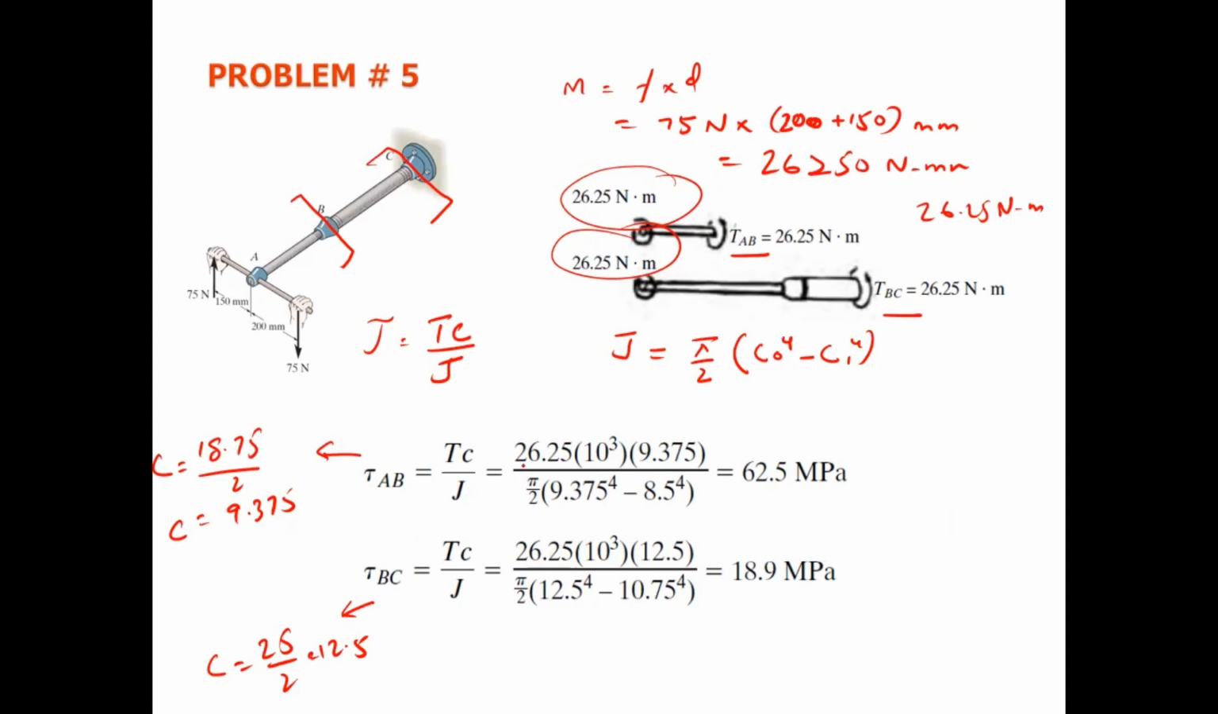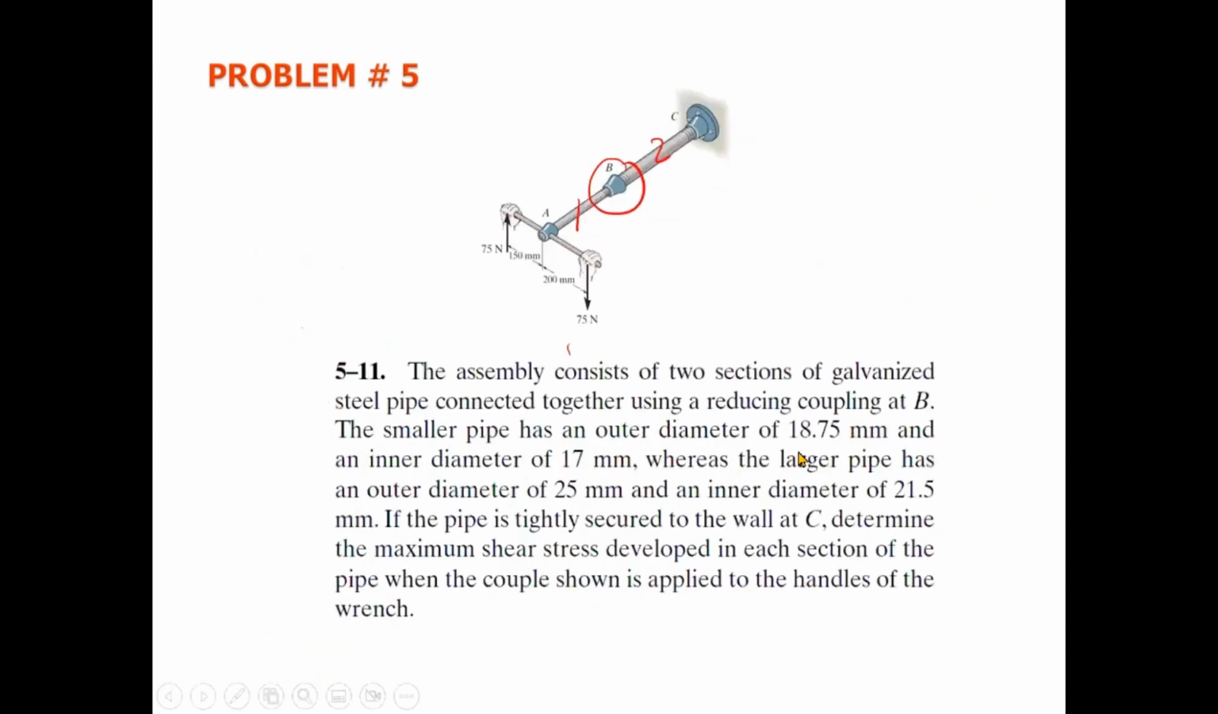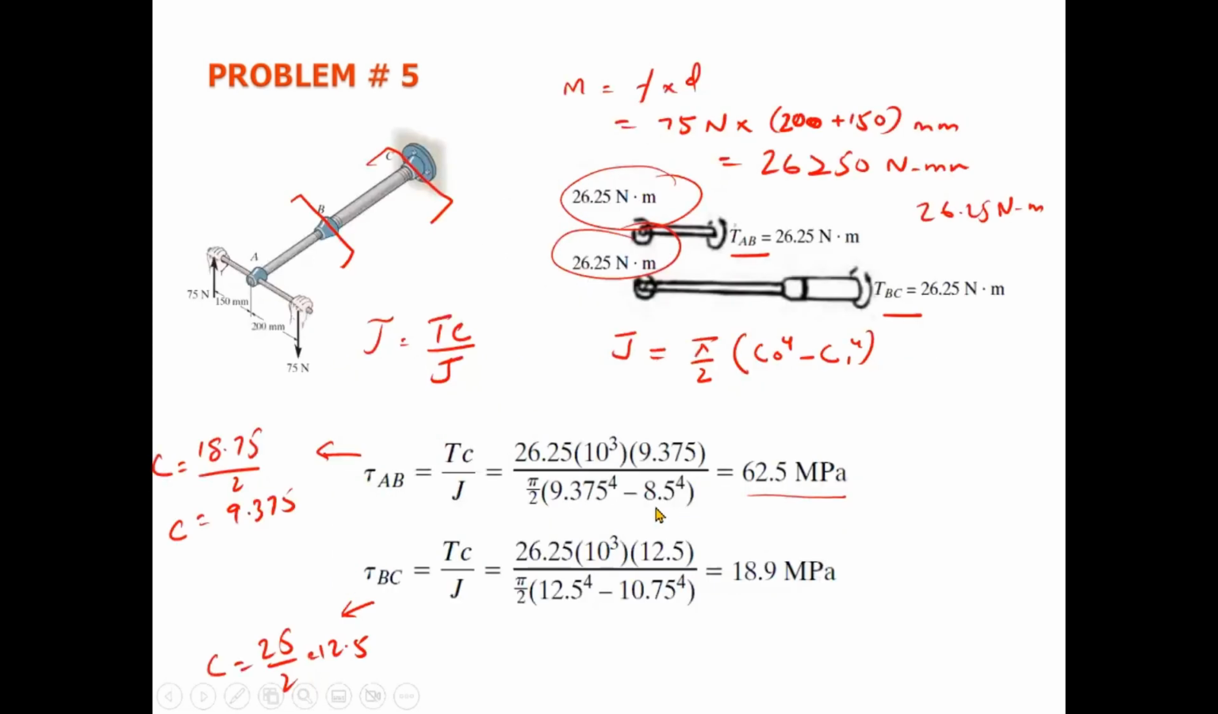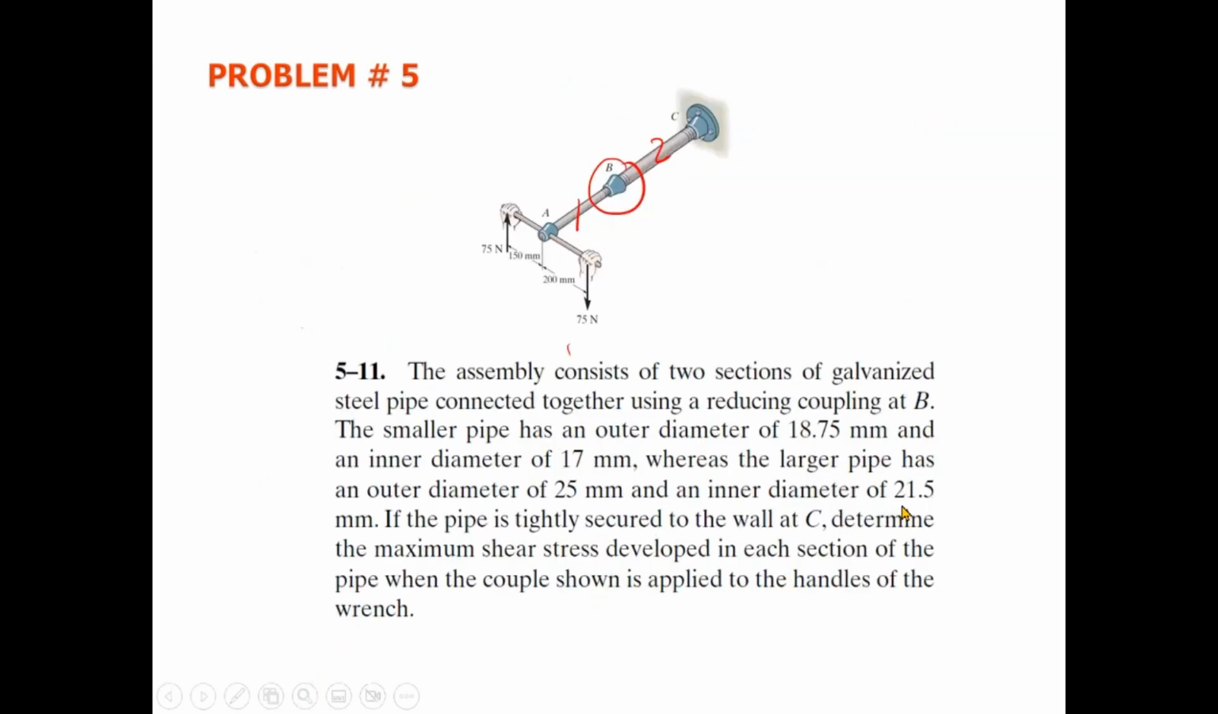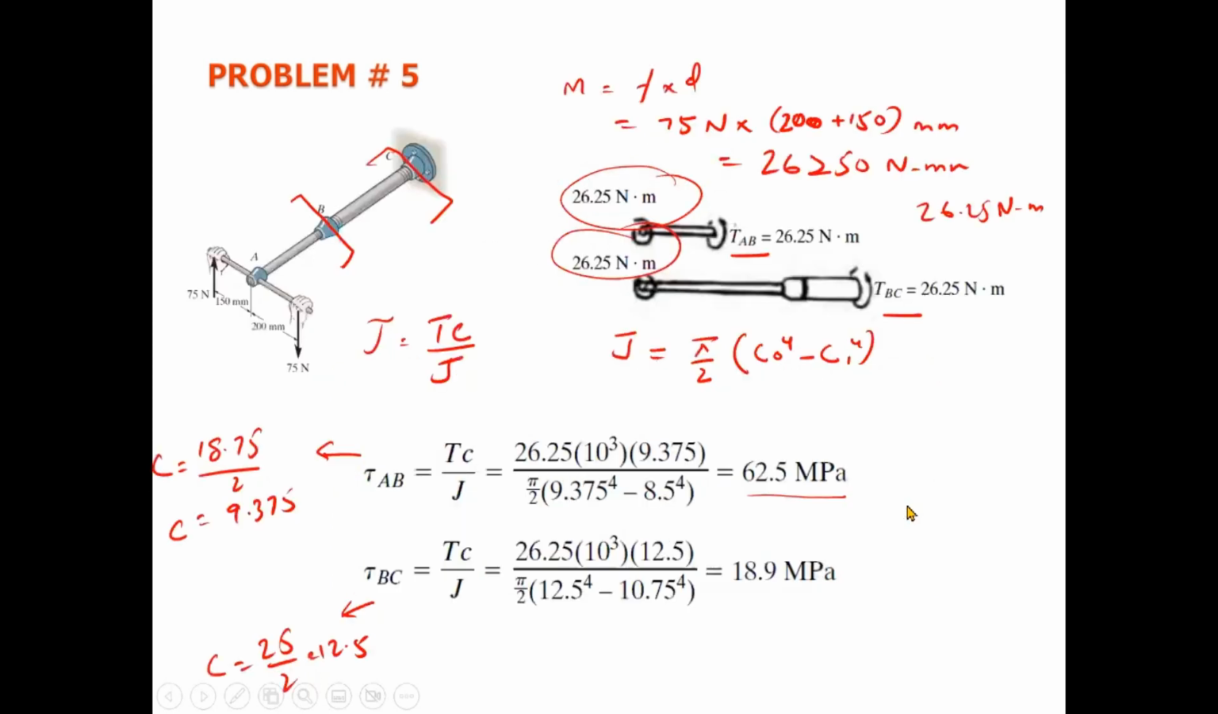So we have everything. We have T, we have C, and we have pi by 2, this J formula. This is the outer diameter and this is the inner diameter. So we get the value 62.5 megapascal. And for this one, where does this 8.5 come from? This 8.5 is C. 18.75 and 17 mm. So 17 divided by 2 will be 8.5. And this is 21.5 inner diameter. So inner diameter divided by 2 will be the inner radius of this object.